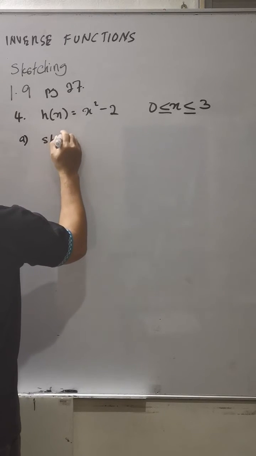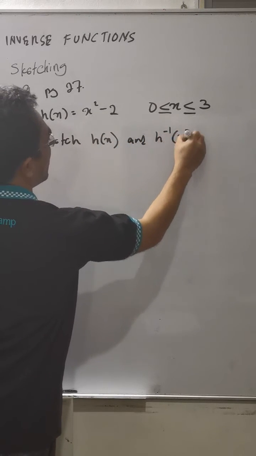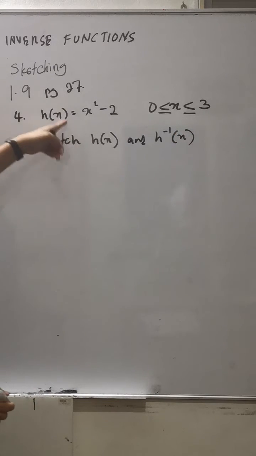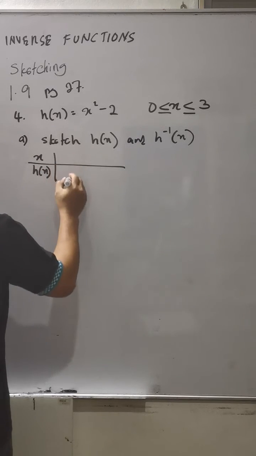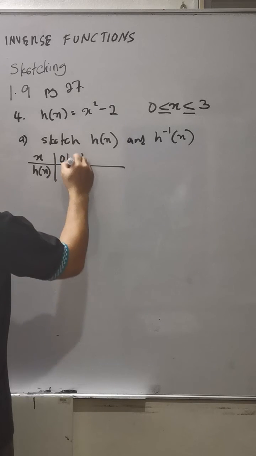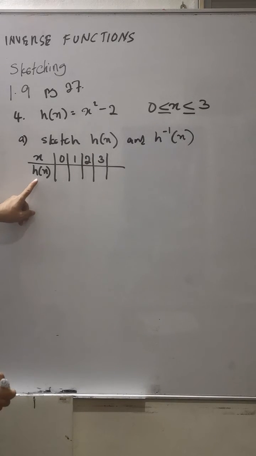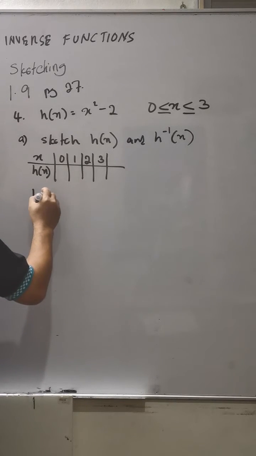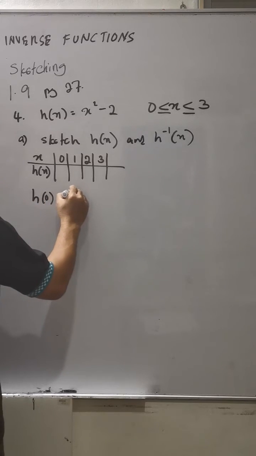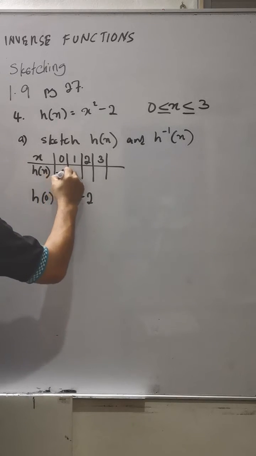A, sketch h(x) and the inverse of h(x). So we are given h(x), so create a table of x and h(x). Substitute the values 0, 1, 2 and 3, and find the value of h(x). So h(0) equals 0 squared minus 2, so it will be negative 2.